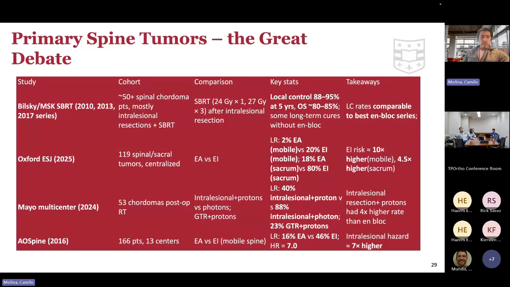And of course, like anything else in our literature, someone can write something in support of what they believe if they do the appropriate statistical analysis that fits the pre-existing narrative that they believe in. And so you're going to find multiple series that separation surgery and high dose radiation has comparable rates to the best en-bloc series. But you're also going to find a multitude of papers that show that en-bloc surgery offers patients the highest likelihood of progression-free survival and long-term survival.